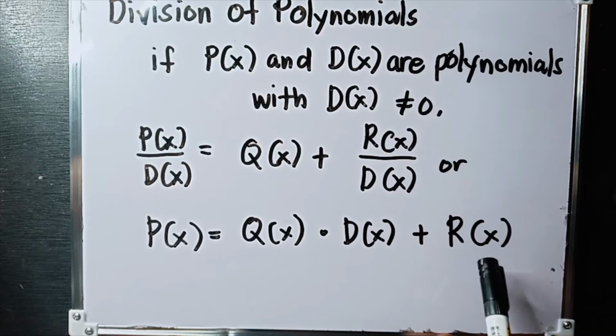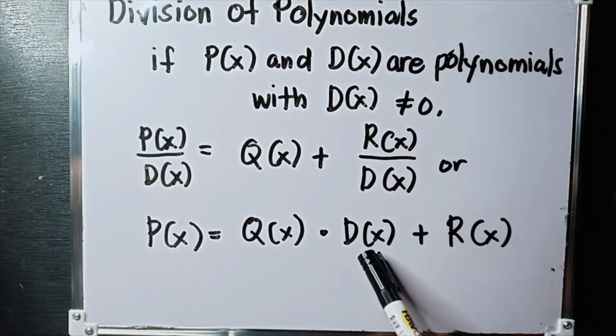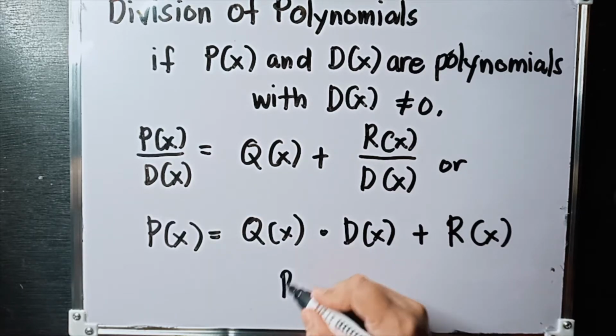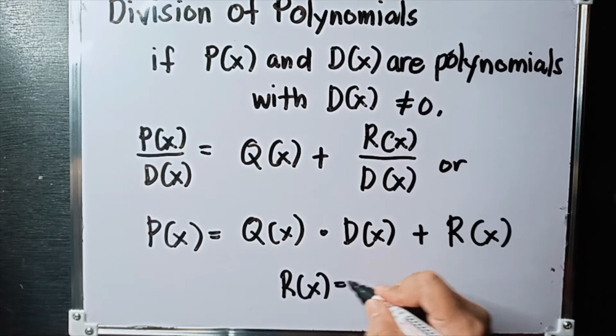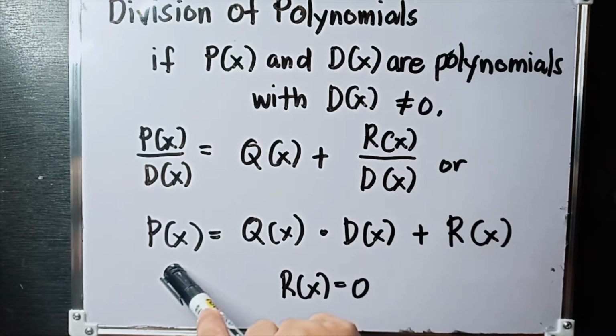Remember here that r of x is either 0 or its degree is less than the degree of our divisor, or d of x. So if r of x is equal to 0, then we can say that d of x, or the divisor, is a factor of our p of x, or our dividend.